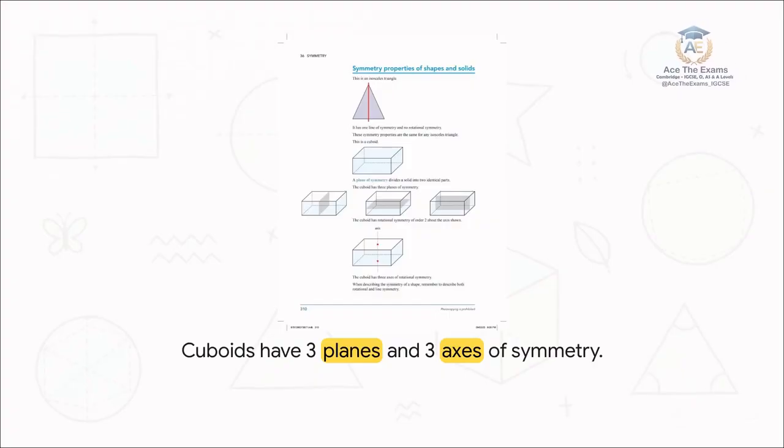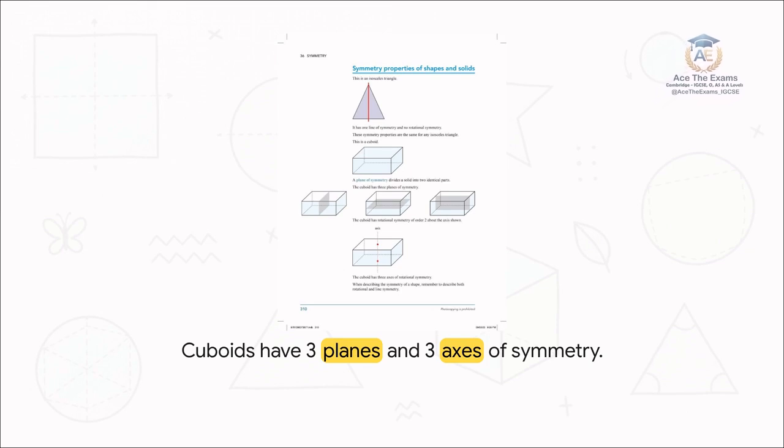Let's apply this to a real 3D solid, like the cuboid we have right here. Think of it like a standard rectangular shipping box. Notice how we can slice it horizontally through the middle, vertically down the center from the front, or vertically down the center from the side. Each of those slices creates perfect mirrored halves.